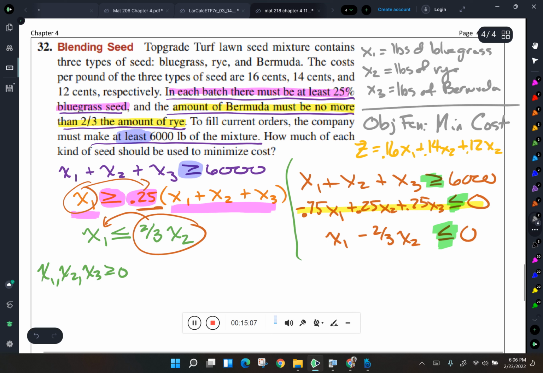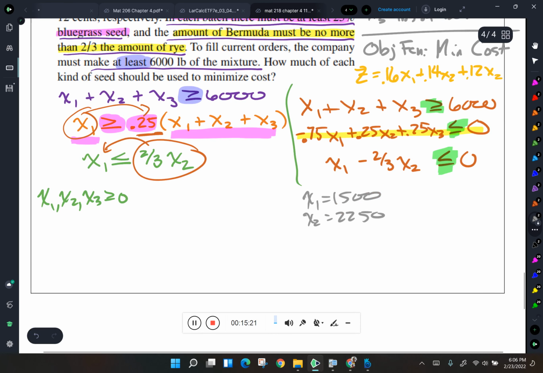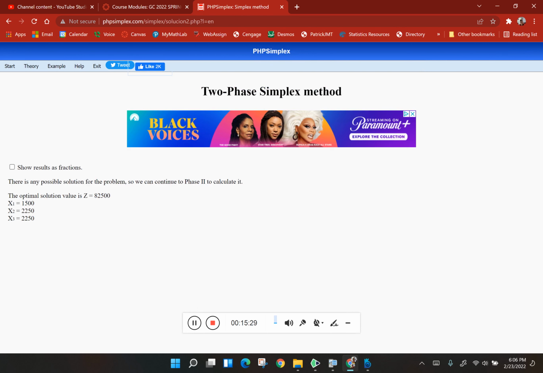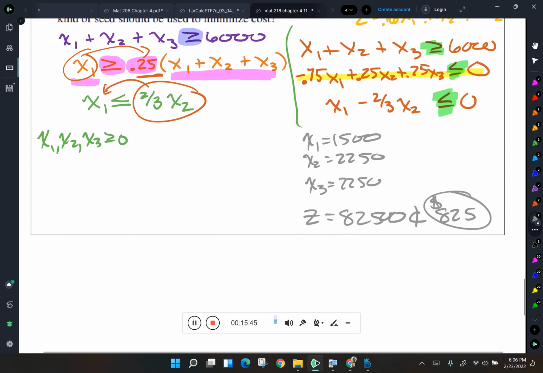So my solution is that x1 is 1500, x2 is 2250. Am I getting those right? Yeah. And x3 is 2250, and then my z was 82,500. But remember those were pennies, so that means move it over to $825. So then I'll wrap it up and make it look pretty, and they should, what should they do?